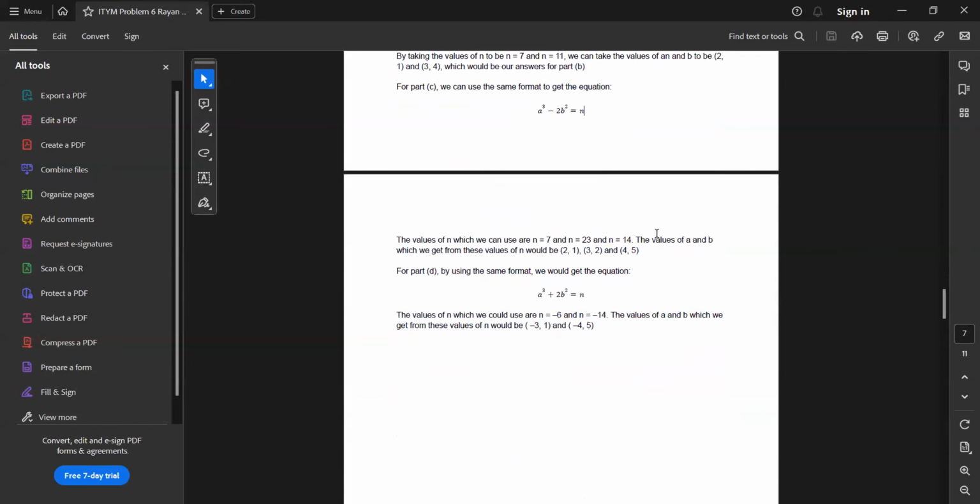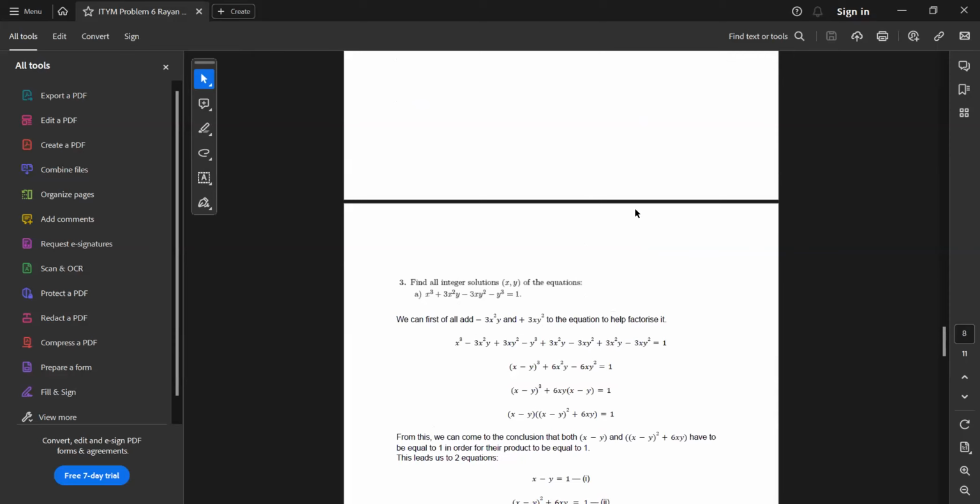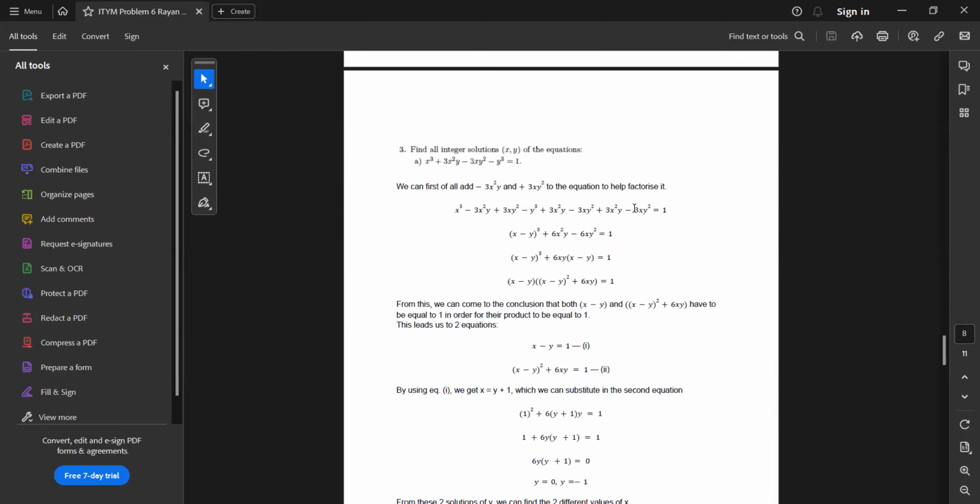ठीक है, same format for part D. इस दफा k की वैल्यू -2 है. इसके अंदर हमारी इक्वेशन n की वैल्यू आ जाती है -6 and -14. तो वैल्यूज -3,1 and -4,5. So that would be how to do question part number 2 of this question. अच्छा, now for question number 3.